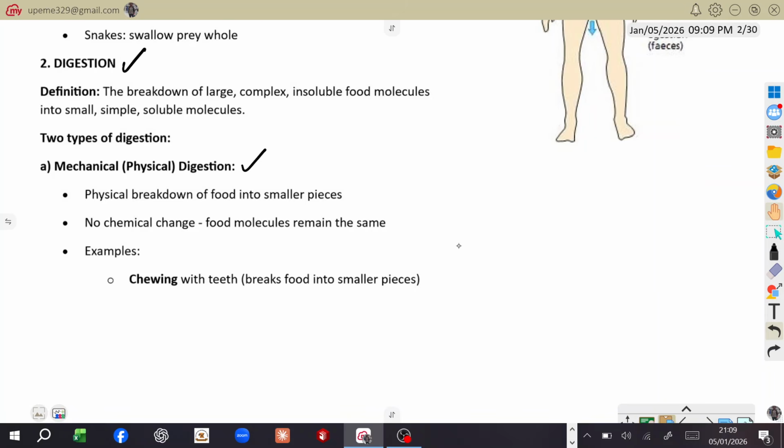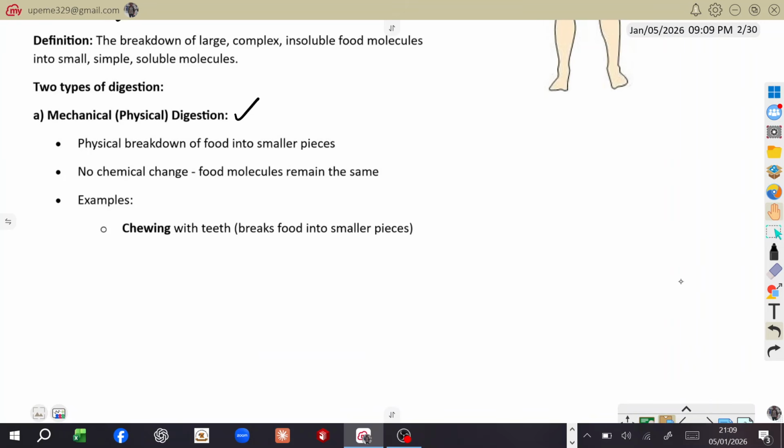All right, so let's proceed to the next page as usual. Sorry. So let's proceed to the next page.